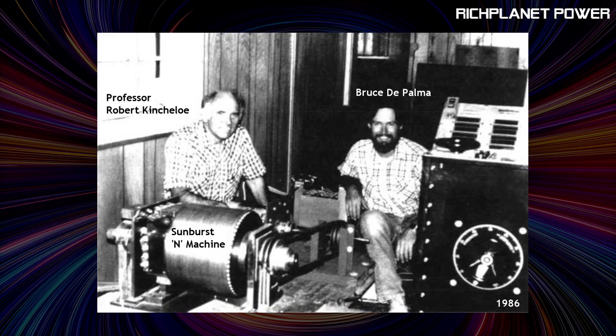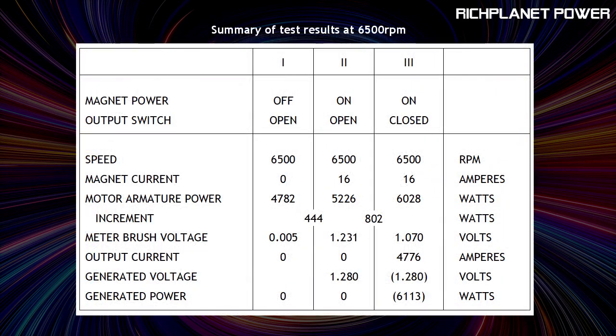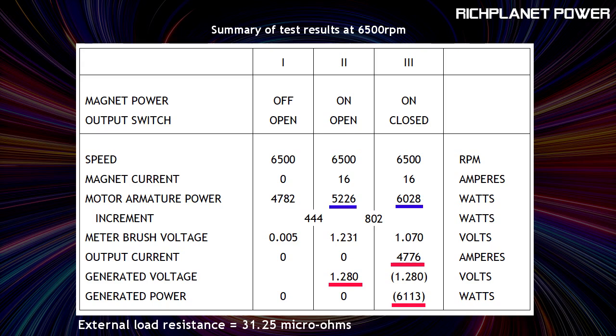The report specifies the input and output power and the output voltage and current in this table. We also know that the shunt used, i.e. the external load resistance, was 31.25 microohms. The output current was 4776 amps, the output volts 1.28 volts, output power 6113 watts. The incremental input power was 6028 minus 5226, which is 802 watts.